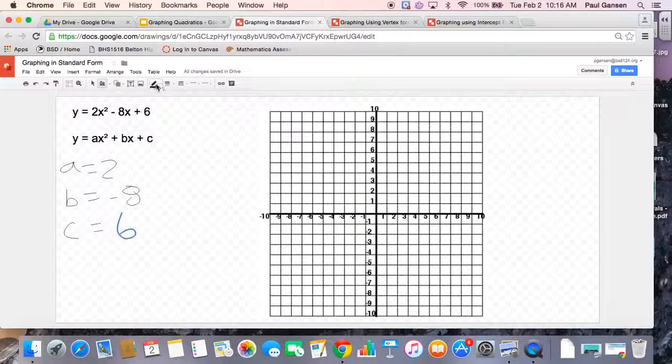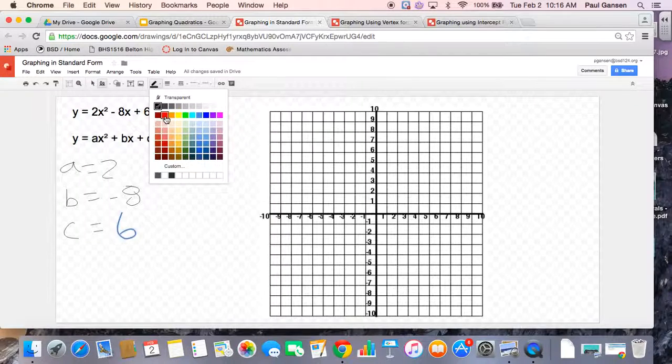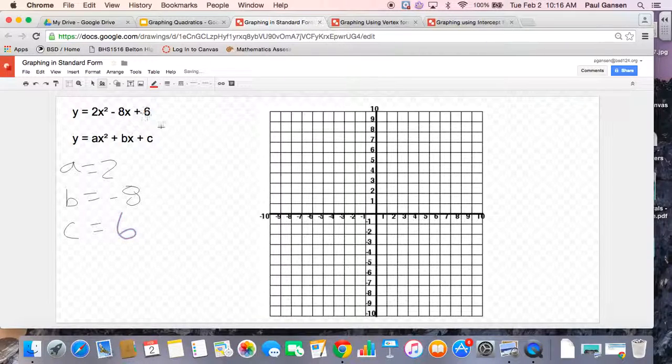So let's go ahead. I'm going to change my line color here so we can see it a little bit better. Let's turn it to red. We're going to have a point on our y-axis at 6, right there. There we go. There's that point. Good. Okay. So that's one point we have on here.